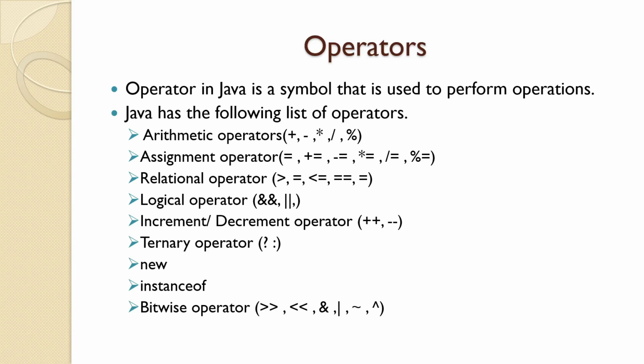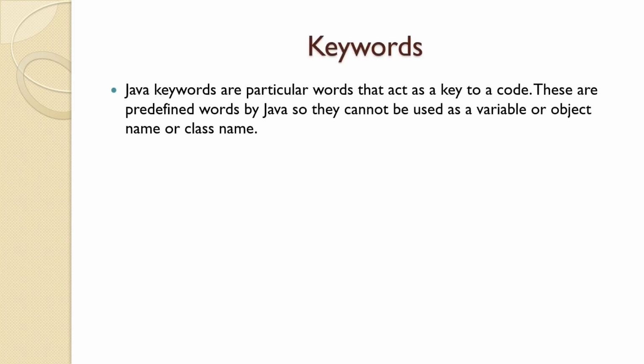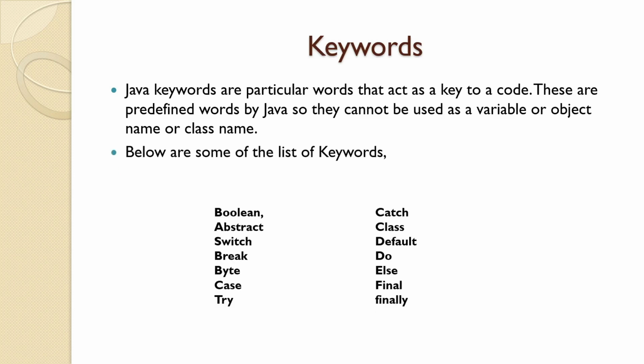Now let's see what the keywords in Java are. Java keywords are particular words that act as a key to the code. These are predefined words in Java, so they cannot be used as a variable, object, or class name. Java has a list of keywords, not only one or two. There are lots of keys which Java has already given, and we cannot use them as our variable names, class names, or object names. Whatever Java has already taken with some code attached to that particular key, we can't use. So this is particularly what a keyword is.